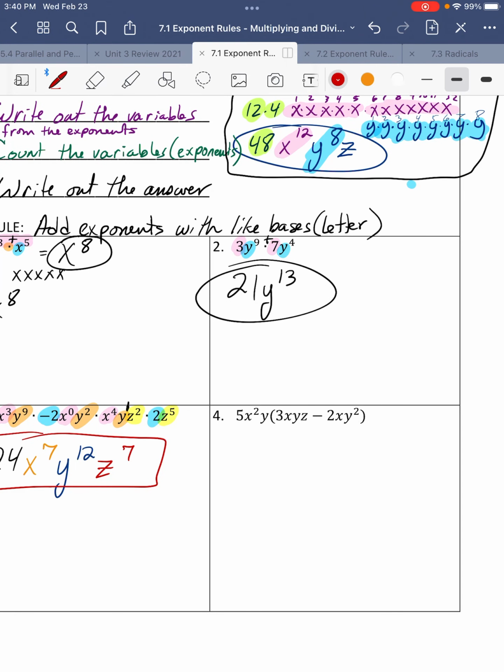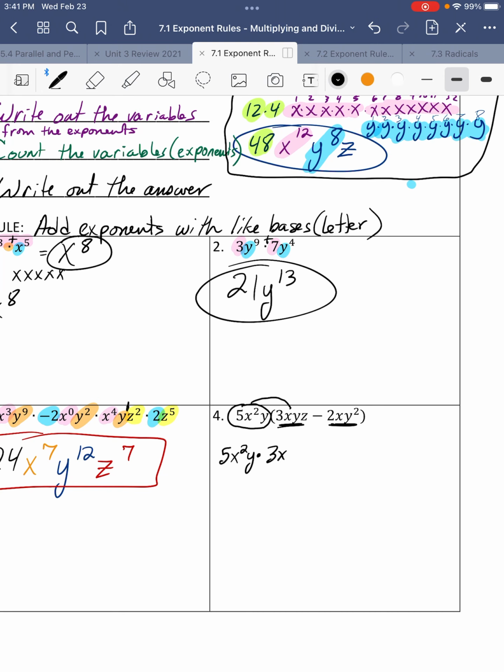All right, now we have distributing. We did this earlier this year. We have a monomial, 5x squared y. That's a monomial. There's no addition or subtraction with it, so it's all just one term. And we're going to multiply it by this binomial. There's 2 terms here.